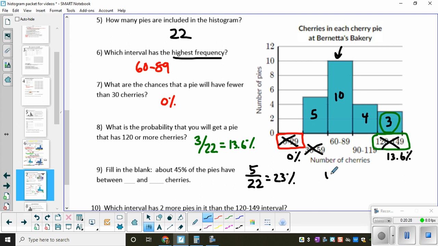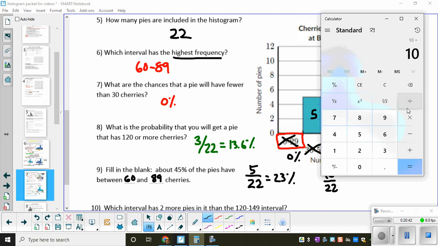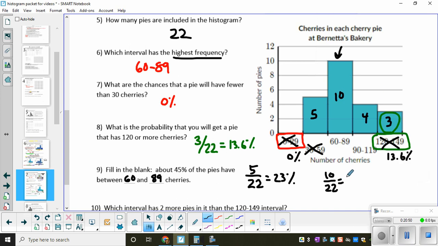There are 10 pies out of 22 pies that have somewhere between 60 and 89. So let's see if 60 and 89 is the correct thing for filling in the blank here. All right, if we do 10 divided by 22 total, there we go, 45.4. So that is about 45% right here. This is the 45%. And that kind of makes sense because 45% is almost half. That's almost 50%, and you guys know that half of 22 is 11. So this is almost half, which makes sense. So we found the right interval here for the fill in the blank. And now we can move on.